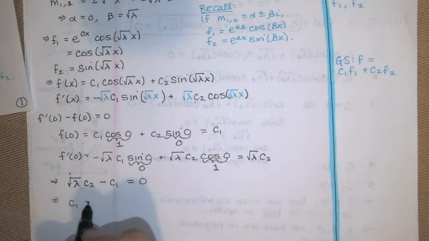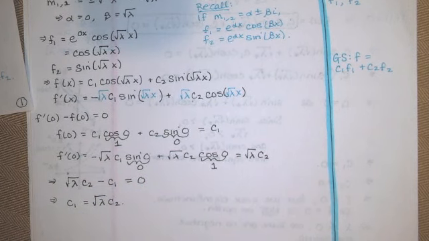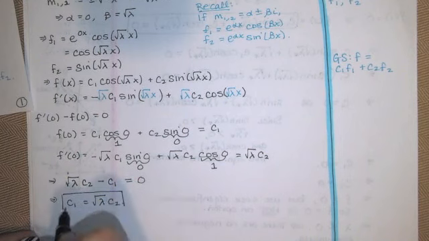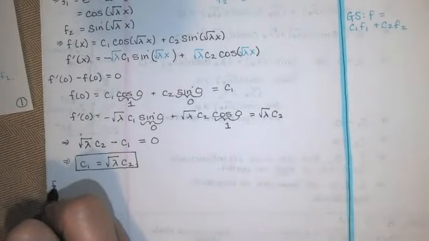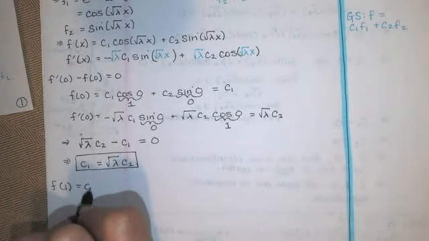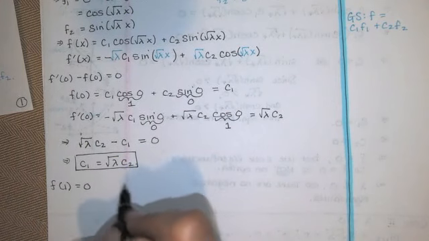I'll solve for c1. This is equivalent to saying that c1 is equal to the square root of lambda times c2. Okay, so I'll put a box around that. Just as a reminder, that's one of my equations. Now to get the second equation, I use the second condition. The second condition was that f of 1 is equal to 0.